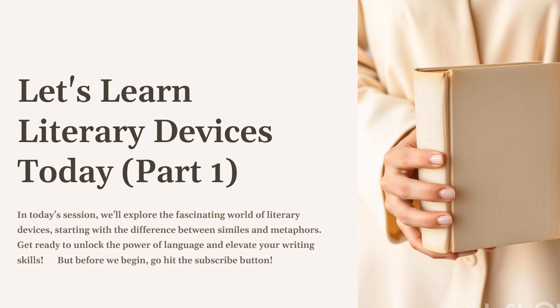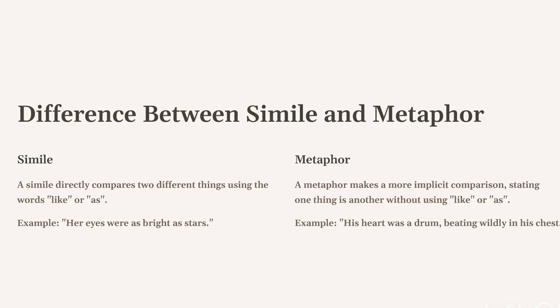So starting with what is the difference between simile and metaphor? A simile directly compares two different things using words like or as. For example, her eyes were as bright as stars. Another way of saying this could be her eyes were bright like stars. So here in these sentences we have used as or like.